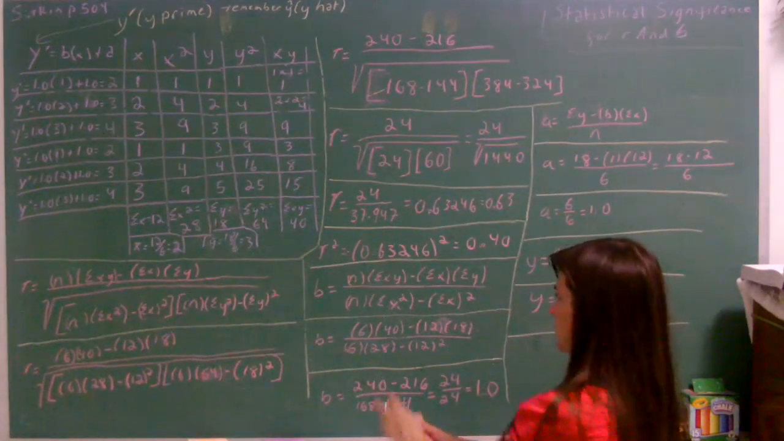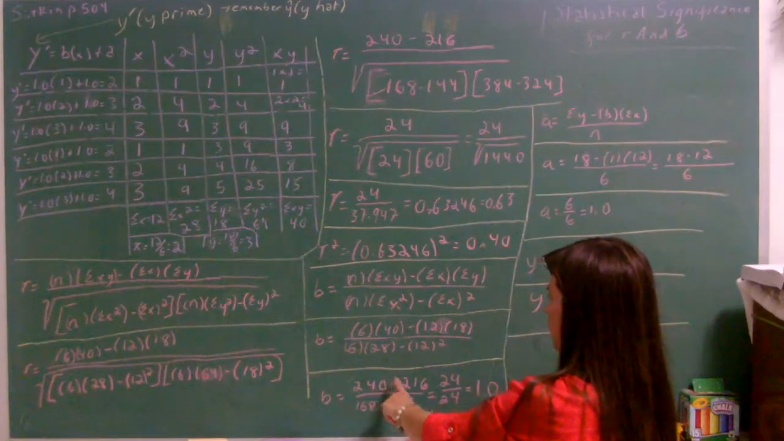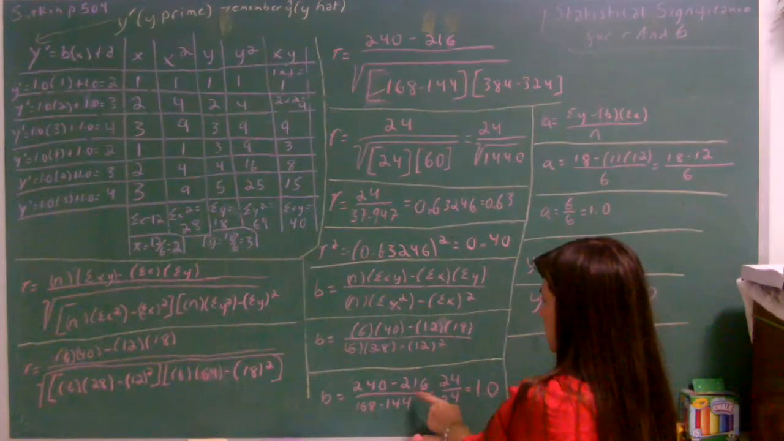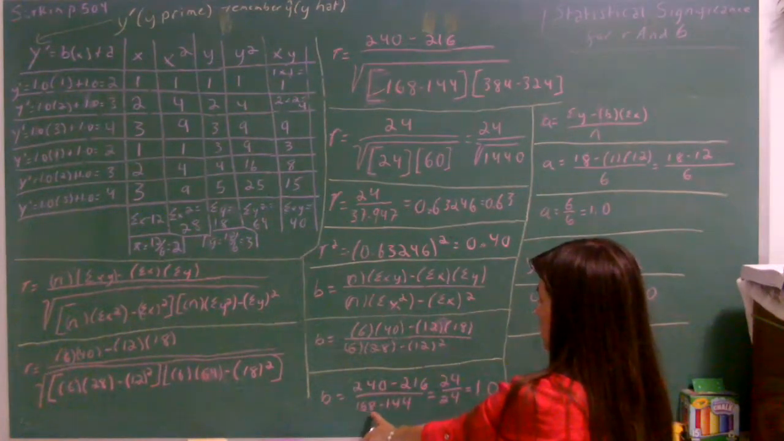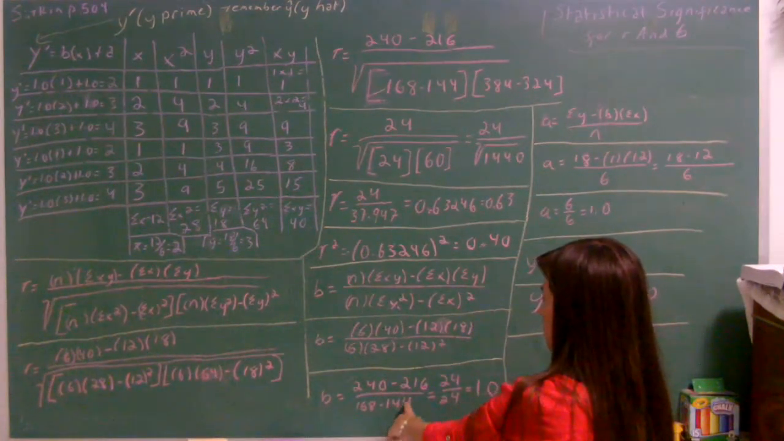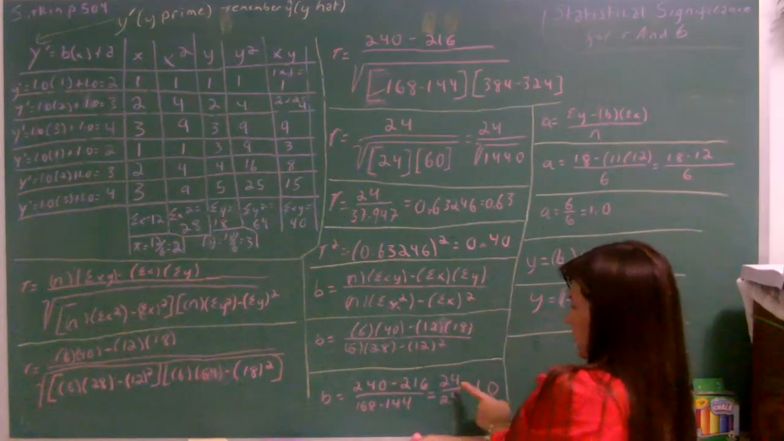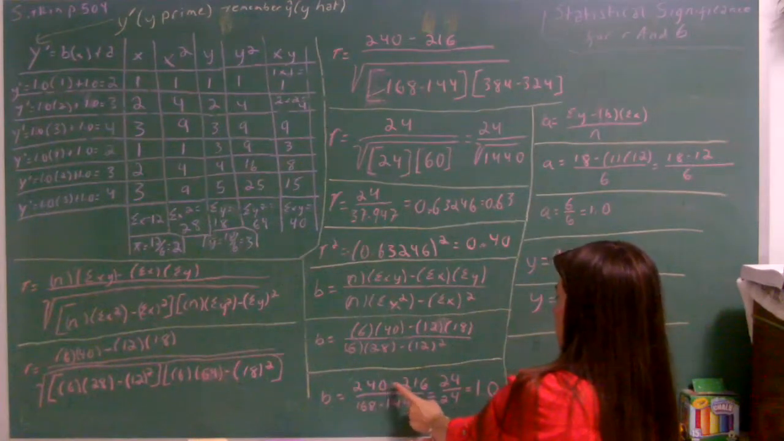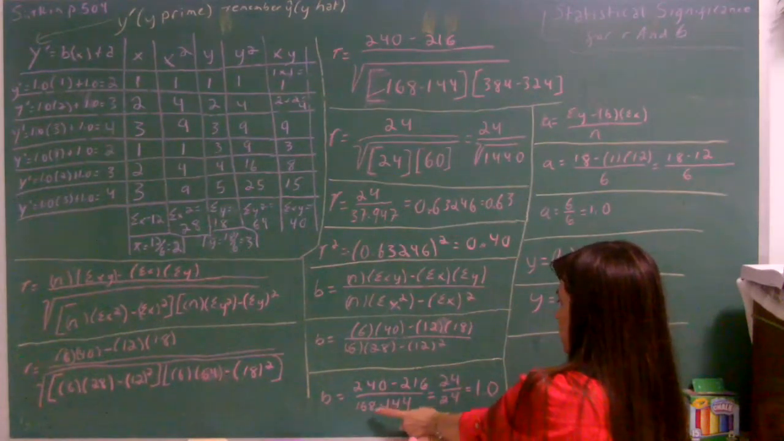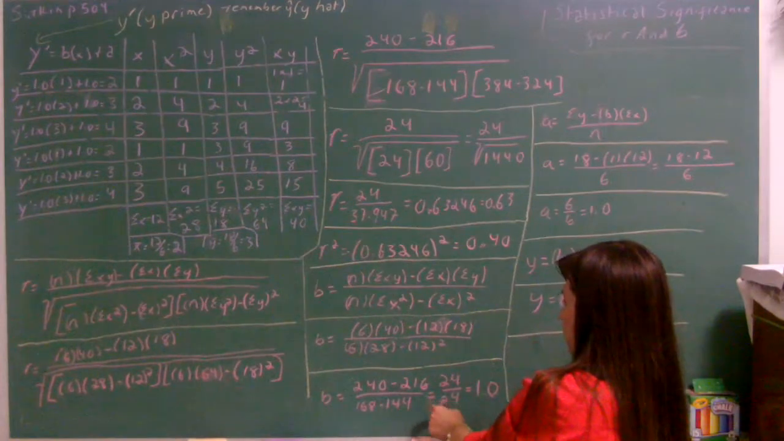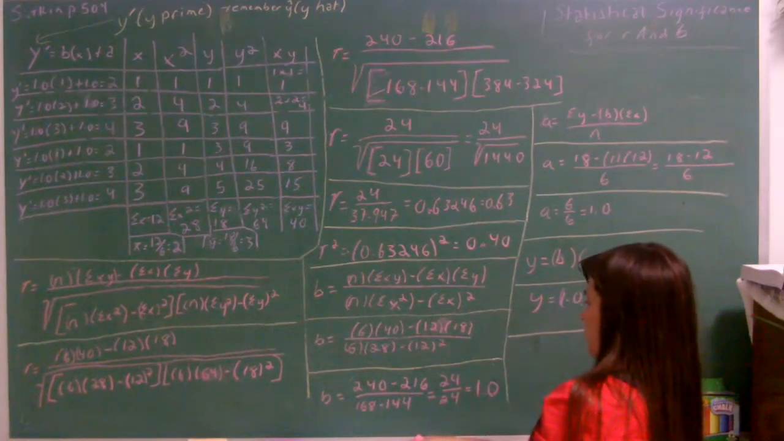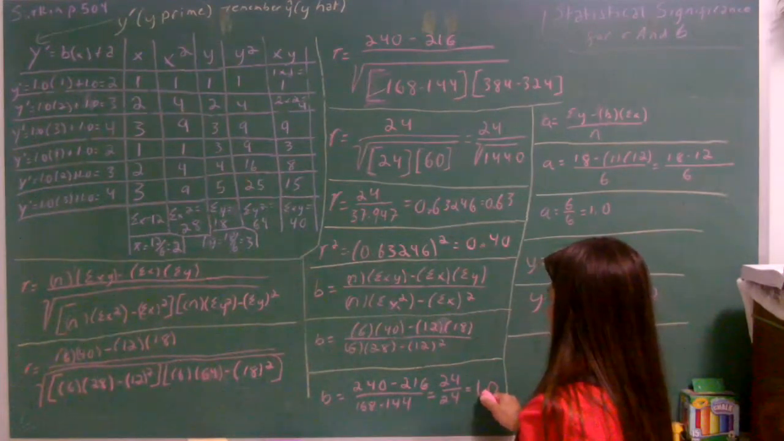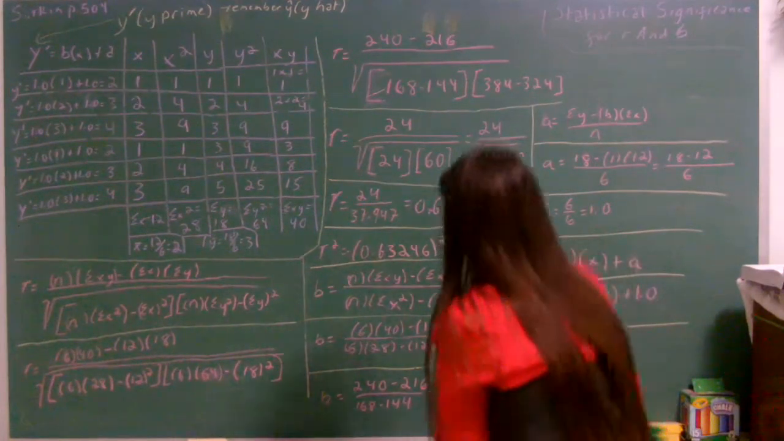So again, we show all of our steps. 6 times 40 equals 240, minus 12 times 18 equals 216. 6 times 28 equals 168, and 12 times 12 equals 144. Then our next step, we subtract. We show that we know how to subtract. So it's 240 minus 216 equals 24. 168 minus 144 equals 24. 24 divided by 24 equals 1.0. There's a decimal point there. It's faint.